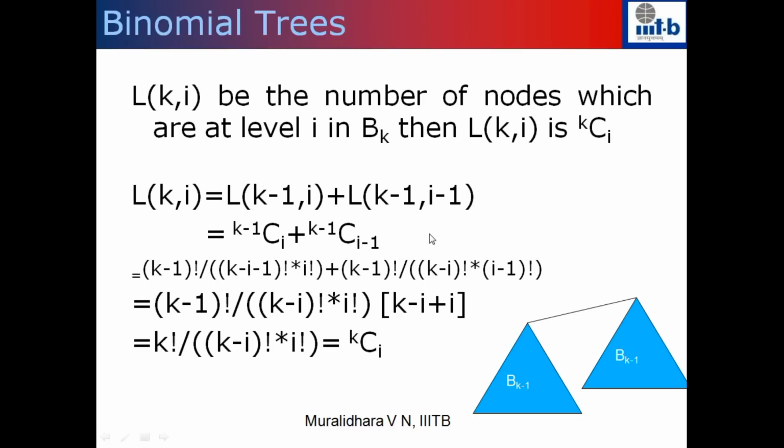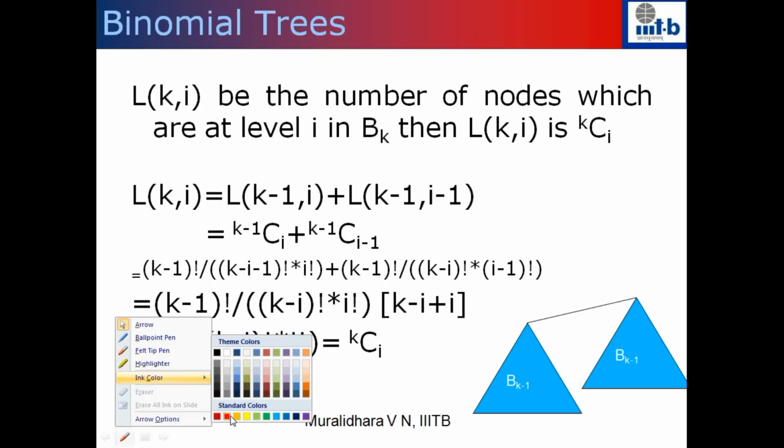So the proof is again by induction on k. We will assume that this theorem is true for all the k's which are strictly smaller than k, in particular k minus 1. Then we will try to show that the number of level I nodes in B of k is k choose I. Now let's just ask the question, if I look at B of k, what are all the nodes which are at level I?